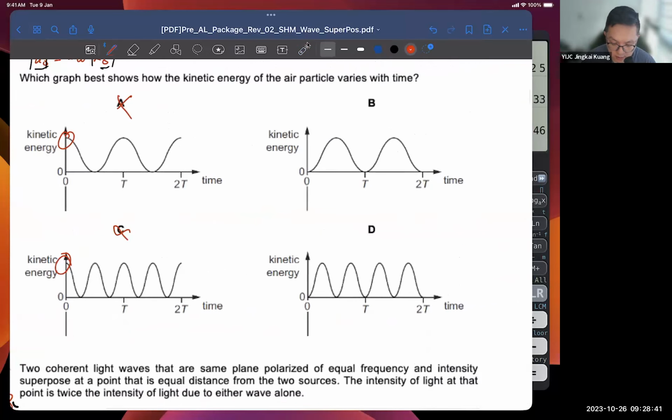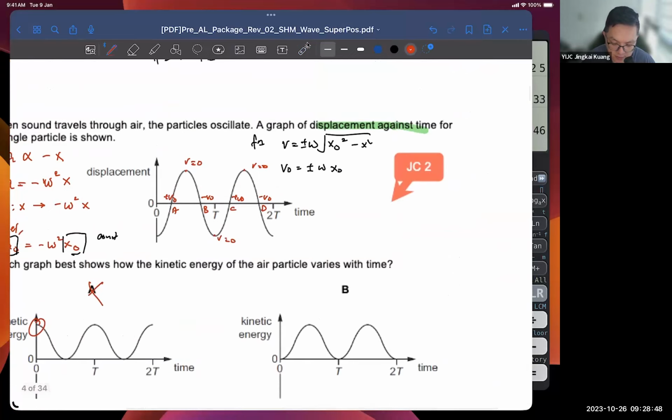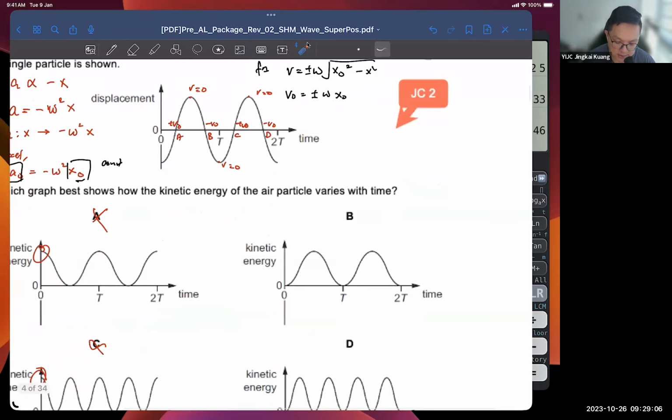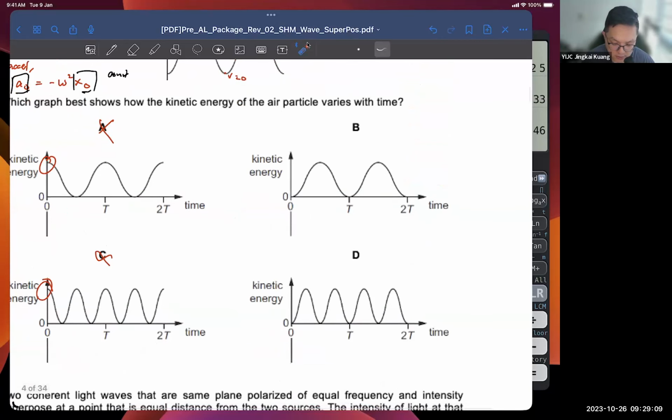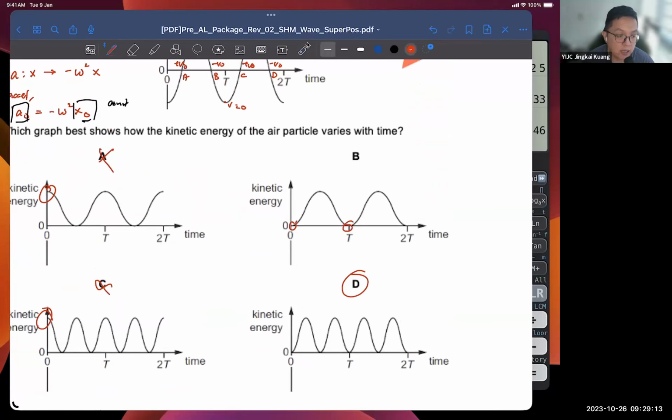Then you have B and D. So B and D, which is the correct one? Remember, we need to look for the correct number of cycles in one cycle or period. In one cycle here, I basically have 0 KE one time, then maximum KE, then 0 KE because you are at amplitude, so the velocity is 0. Then you have maximum KE, 0 KE again. So the best answer here is D, because in B you only have two points of 0 KE.